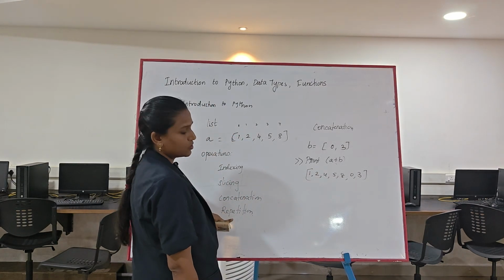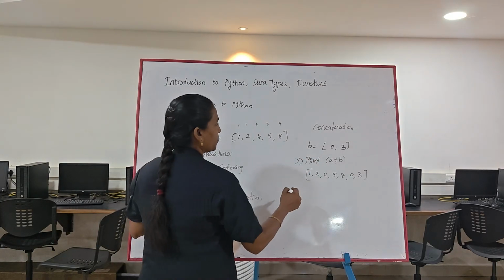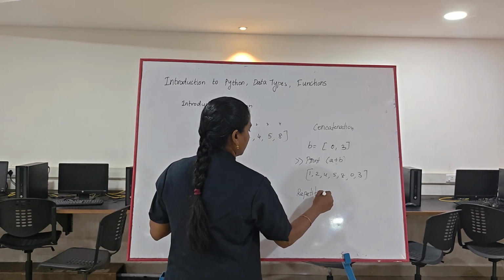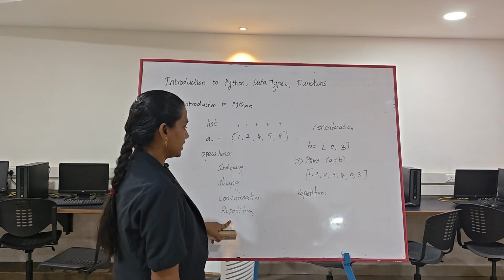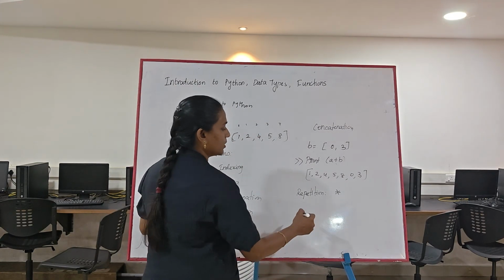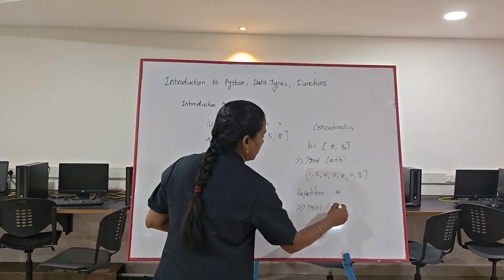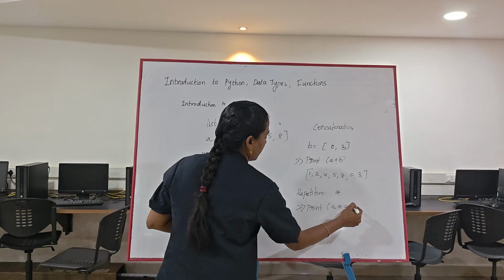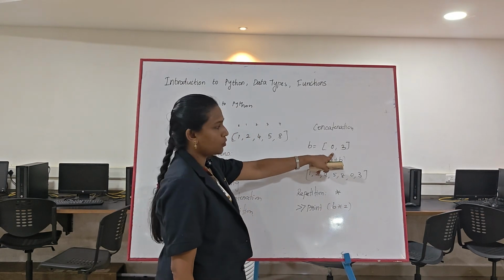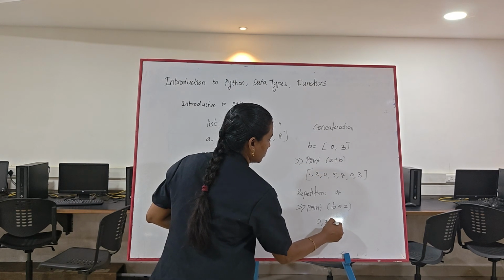The next one is repetition. If you want to combine another list, we can combine it also. For repetition, we are going to use the asterisk operator. Print of B star 2. Whatever values we have stored in B will be repeated 2 times. So 0, 3, 0, 3.